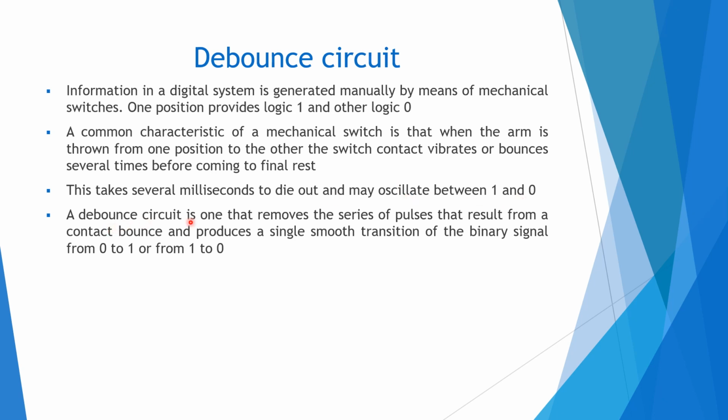So a Debounce circuit is one that removes the series of pulses that result from a contact bounce and produces a single smooth transition of the binary signal from 0 to 1. Without the Debounce circuit, the information to the data system will be in error. So the Debounce circuit removes the oscillations and gives a steady 0 to 1 or 1 to 0 transition.